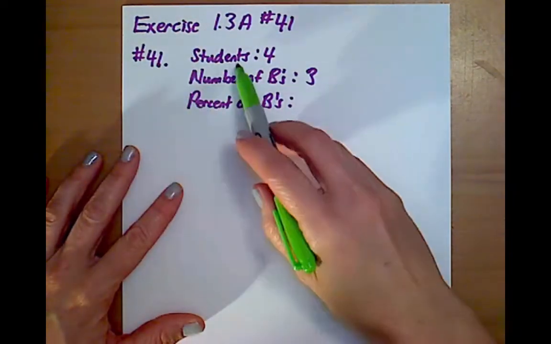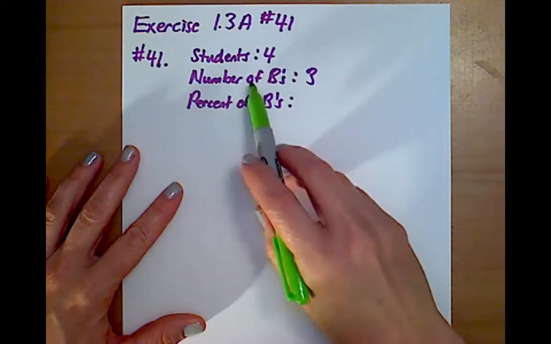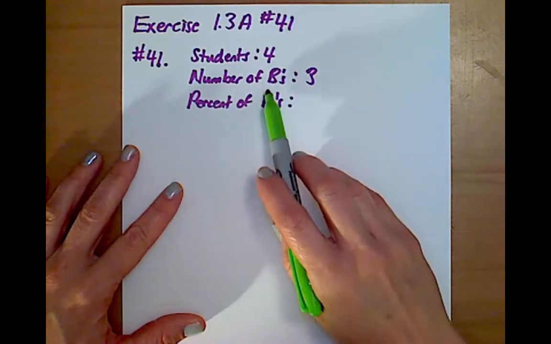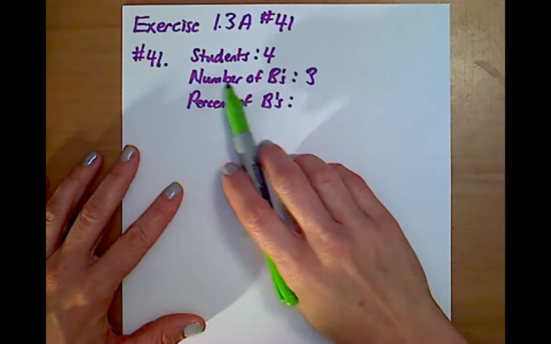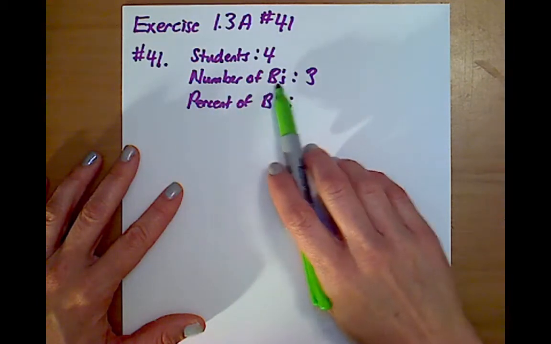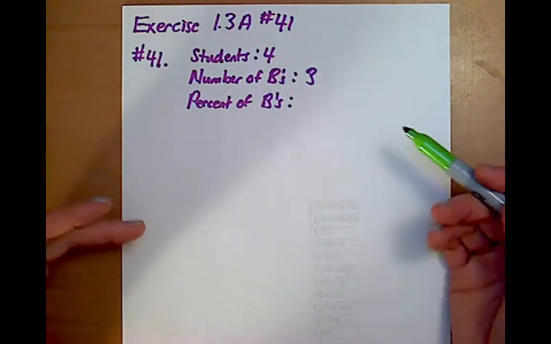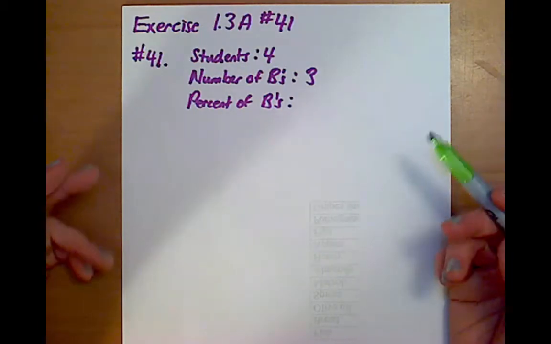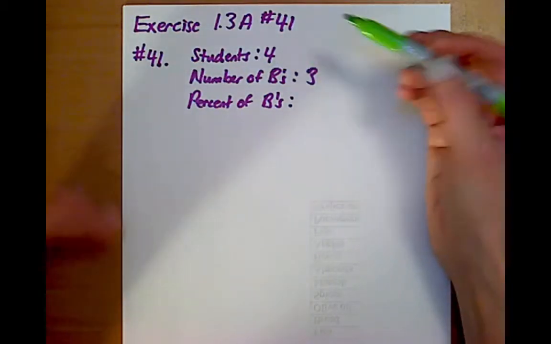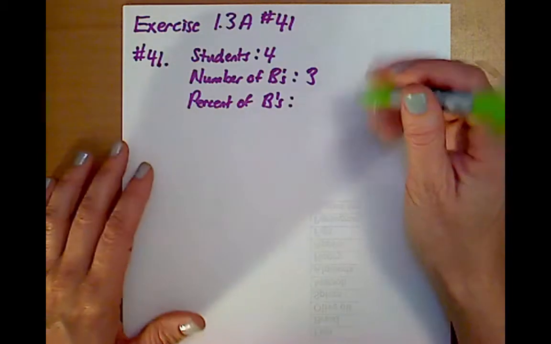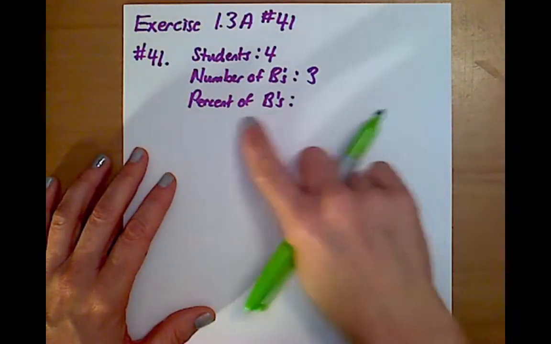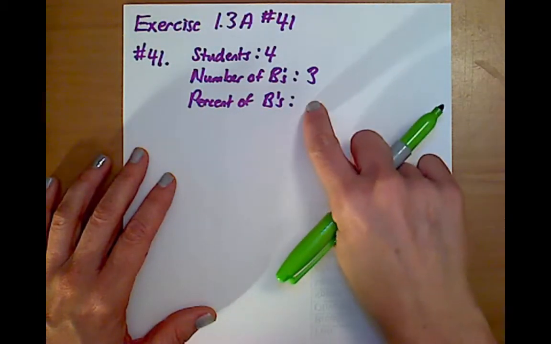So number 41, students. There are 4 students and the number of bees. You look at that and go, what are they talking about, the number of bees? What they're talking about here is the number of students who received B's, probably on an assignment or something. We don't know what the other student received, maybe an A or a C or something, but it doesn't matter. We need to figure out the percentage of students who received B's.